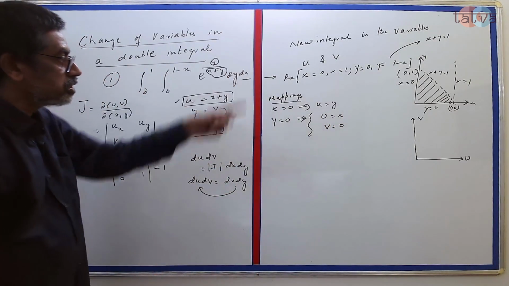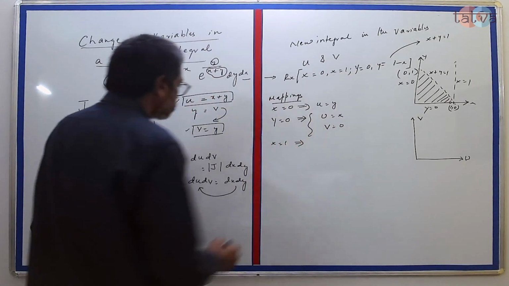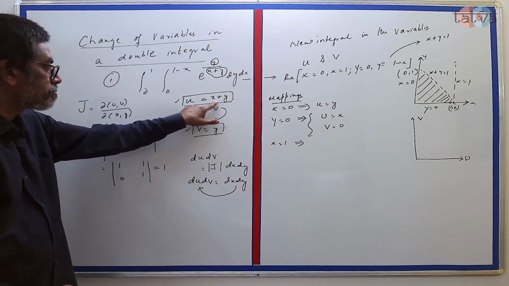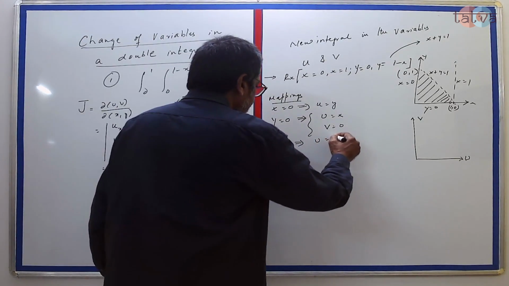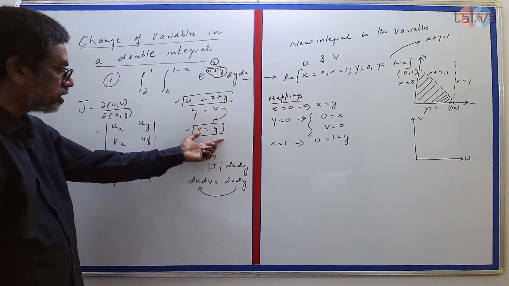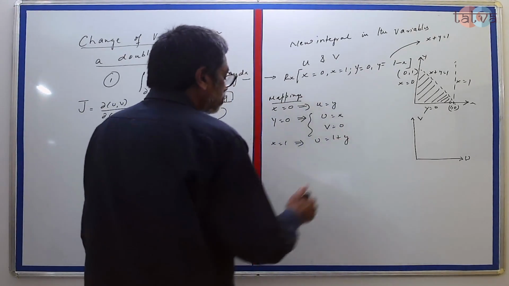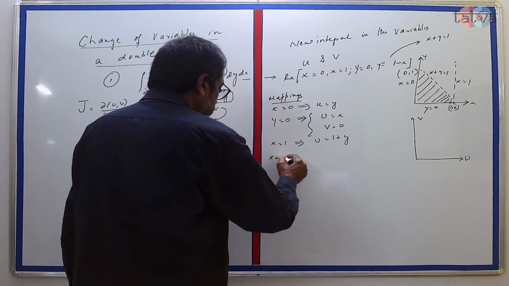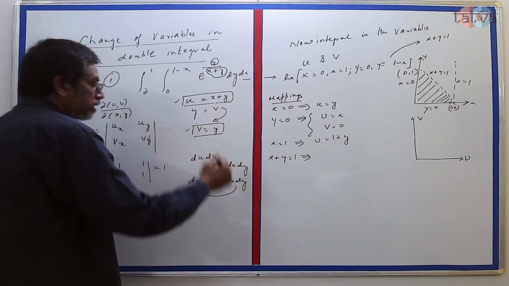Then let me go to x is equal to 1. X is equal to 1 produces u is equal to 1 plus y. There's no chance of entering this equation because I don't see x at all. Then I go to x plus y is equal to 1. That gives me straight away u is equal to 1.